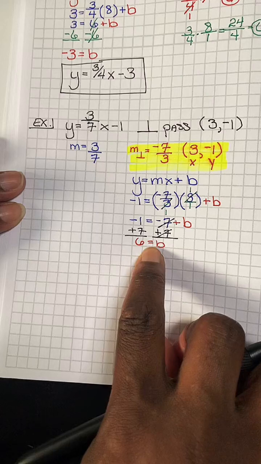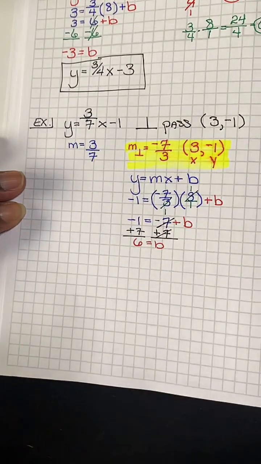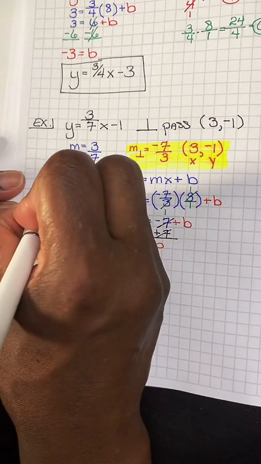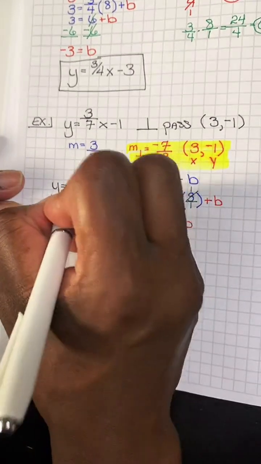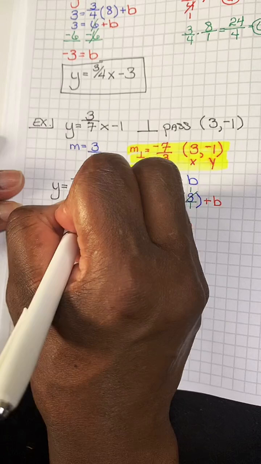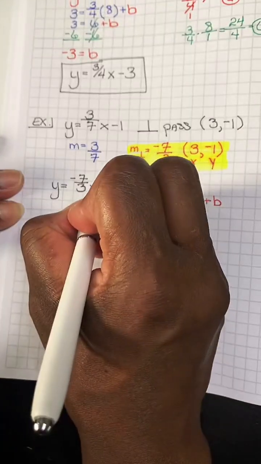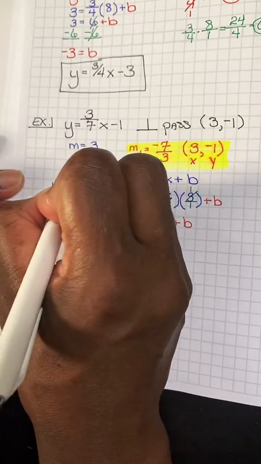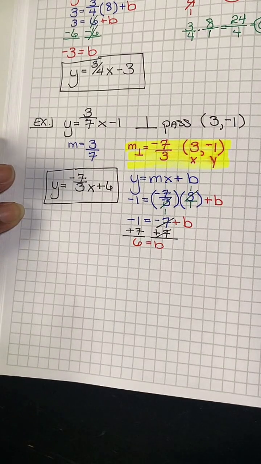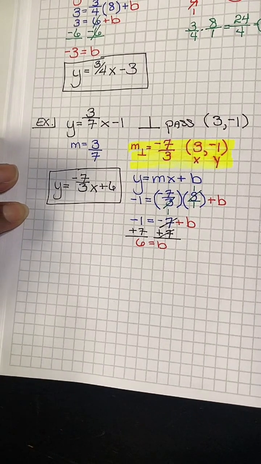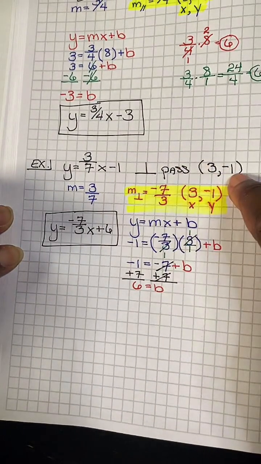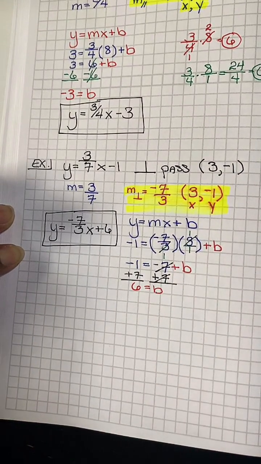So since we got our b and we know our m, let's put it all together in the equation. So that means our equation is y equals my m, which is -7/3, x, and then our y-intercept, which is a +6. So make it into a +6. And that's your equation of the line that is perpendicular to this original equation, and it passes through that point 3, -1.